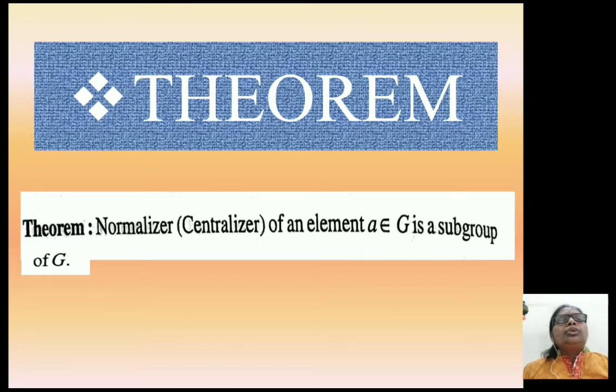You know the definition of normalizer or centralizer. That is, the normalizer N(a) equals the set of all x belongs to G, where G is a group, such that ax equals xa. This theorem statement is: the normalizer, that is the centralizer of an element a belongs to G, is a subgroup of G.